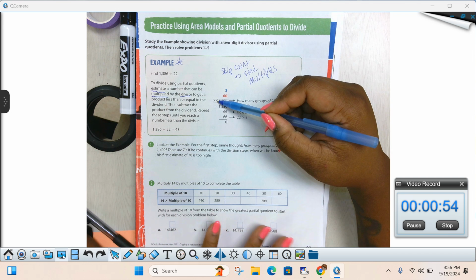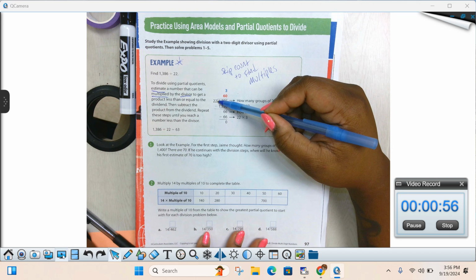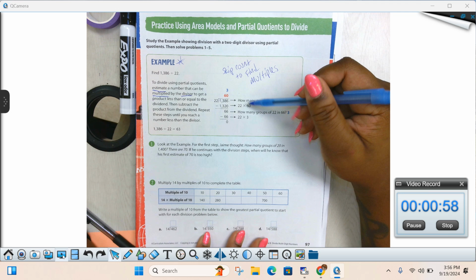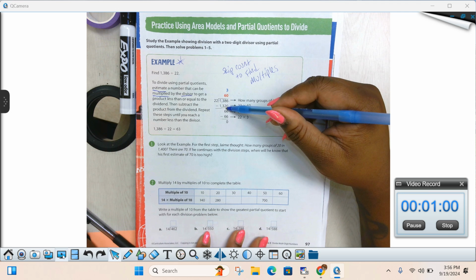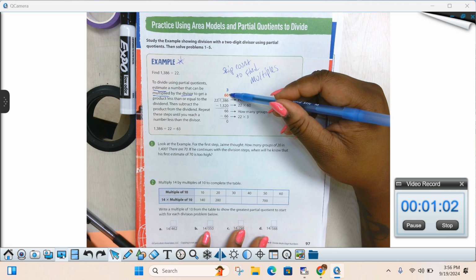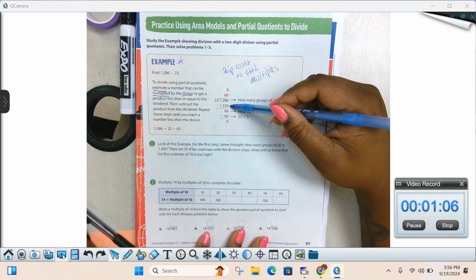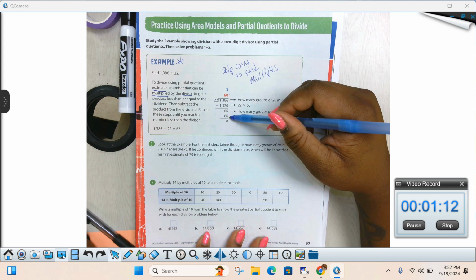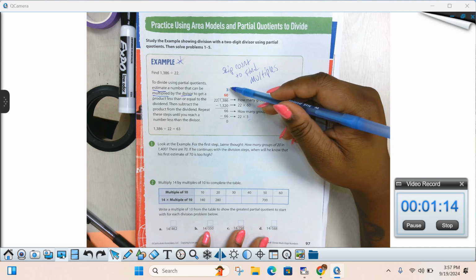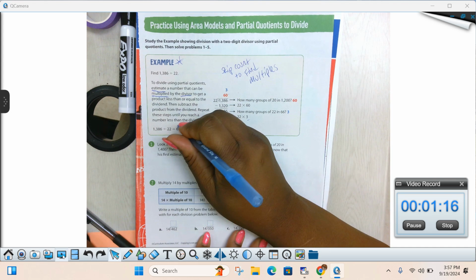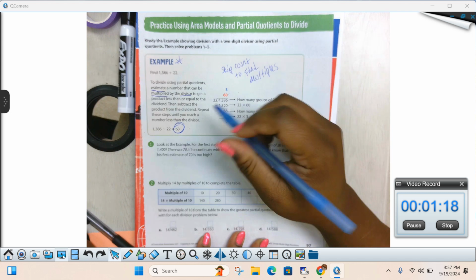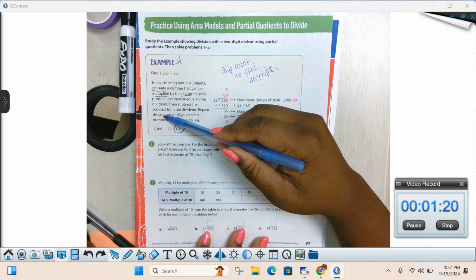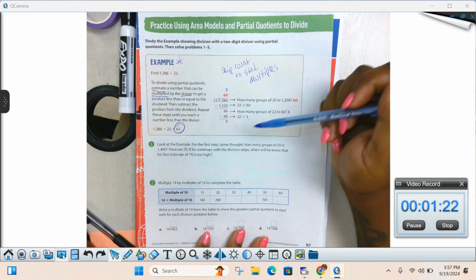So it looks like their divisor is 22. They skip counted. They found the number 60, which gave them 132. So they dropped the 0, so it was 60. So it was 1,320. They subtracted. They got 66. Good thing 22 times 3 gives you 66. So put those together. Your quotient is 63. They said repeat these steps until you reach a number less than the divisor.